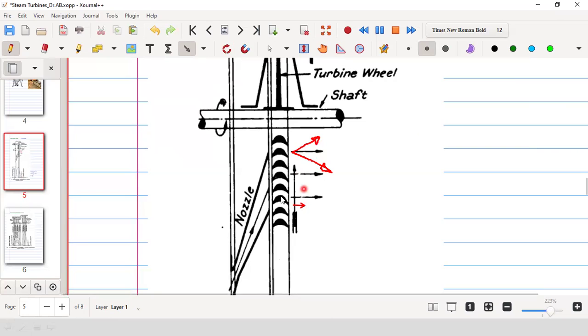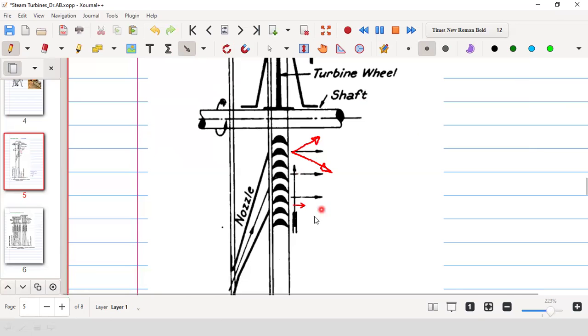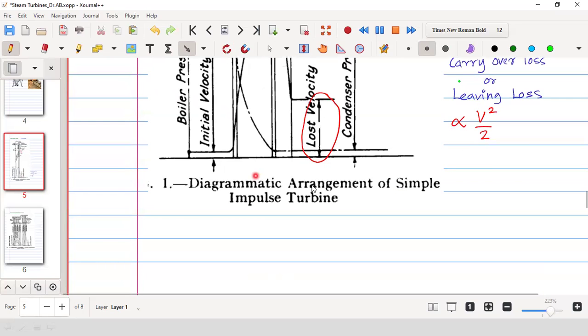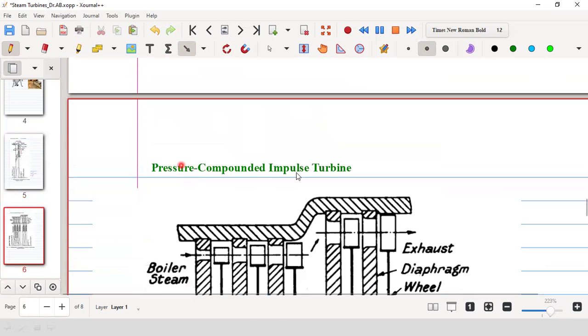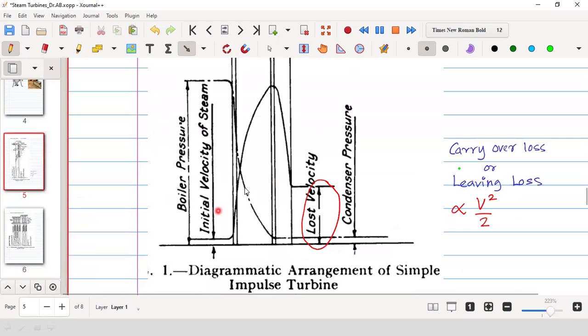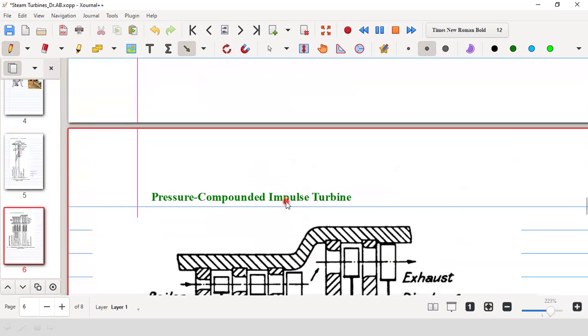Okay, so this is called simple impulse turbine or D-level turbine. Now we will go for the analysis of the D-level turbine. Before that, let me discuss the next one, that is called the pressure compounded impulse turbine. So pressure compounded means what? Basically, in the D-level turbine, the pressure reduction is done in a single nozzle. In case of pressure compounded impulse turbine, the pressure reduction will be done in a number of nozzles.